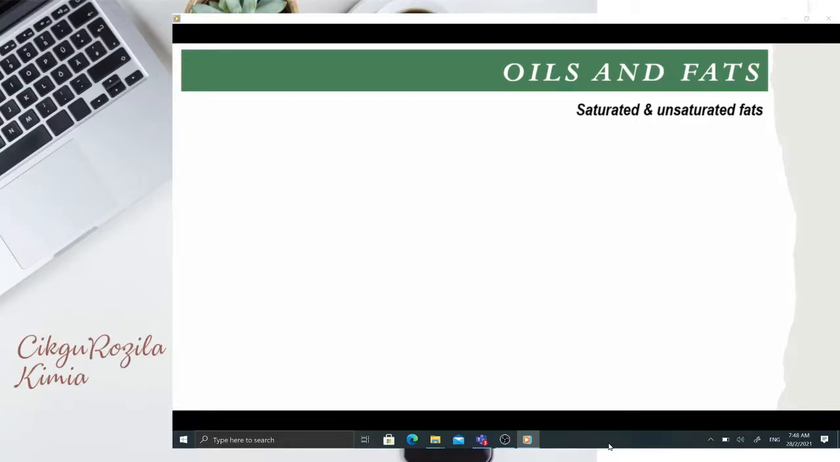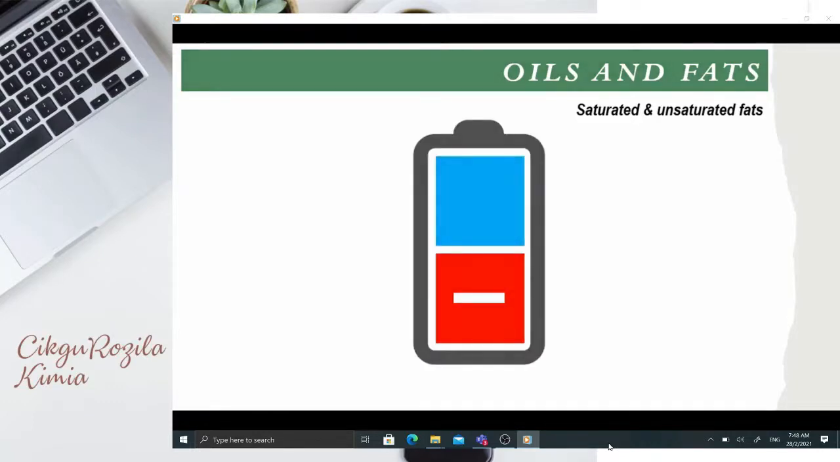In carbon compounds, I introduced to you saturated and unsaturated hydrocarbons. So today, we are going to further our knowledge of the concepts of saturated and unsaturated hydrocarbons into oils and fats, because saturated and unsaturated fats play a very large role in our healthy life.